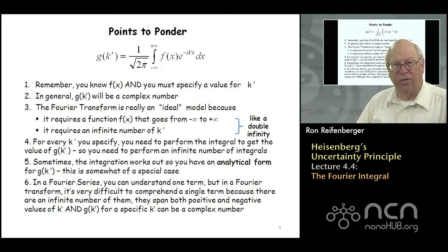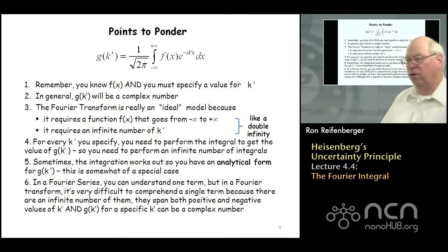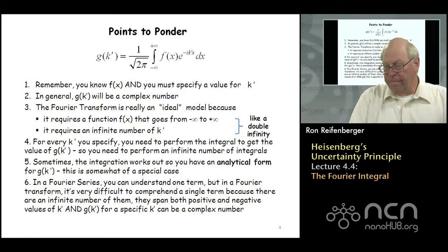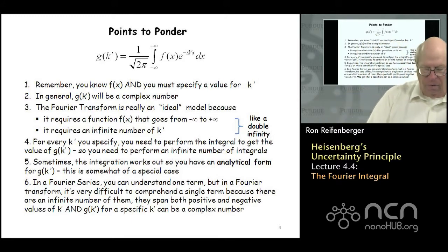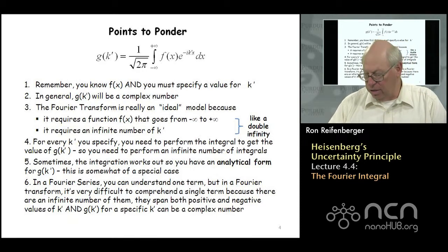Sometimes this integration works out so that you get an analytical expression for g of k prime. And for the case that we're considering here, that's going to be the case. And that's a special situation. And when you have those special situations, you can then write down a closed form function for g of k prime. And that's really very nice. I think those are the important things that you have to remember when you look at this integral. The important thing is not to panic, but to try to understand what in fact this Fourier integral is doing.